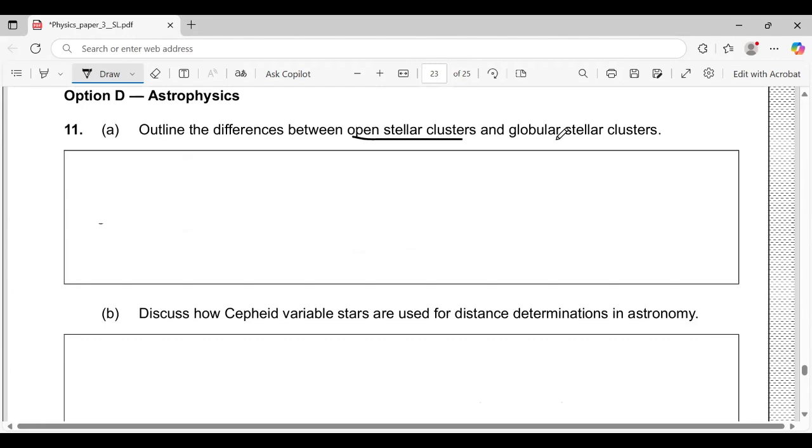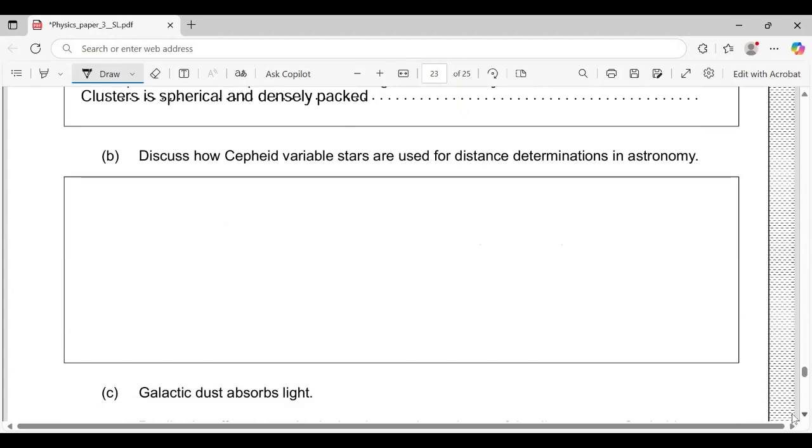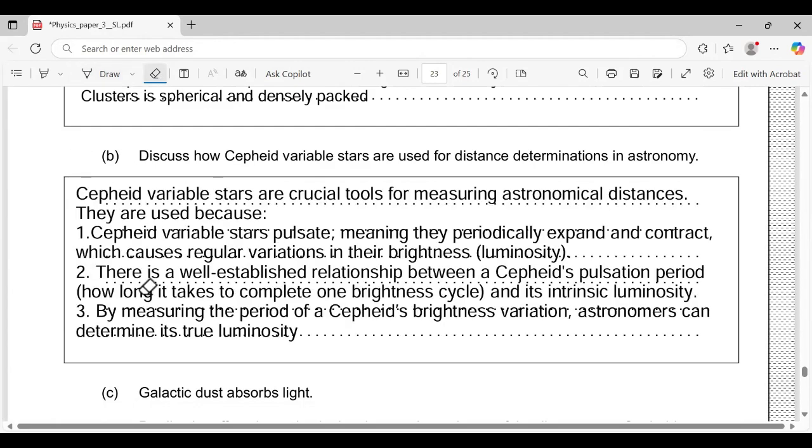Open stellar clusters and globular stellar clusters. I have provided my answer for this question. You may copy or you may add something into this explanation. B. Discuss how Cepheid variable stars are used for distance determinations in astronomy. As well, for this question, I have provided my explanation.